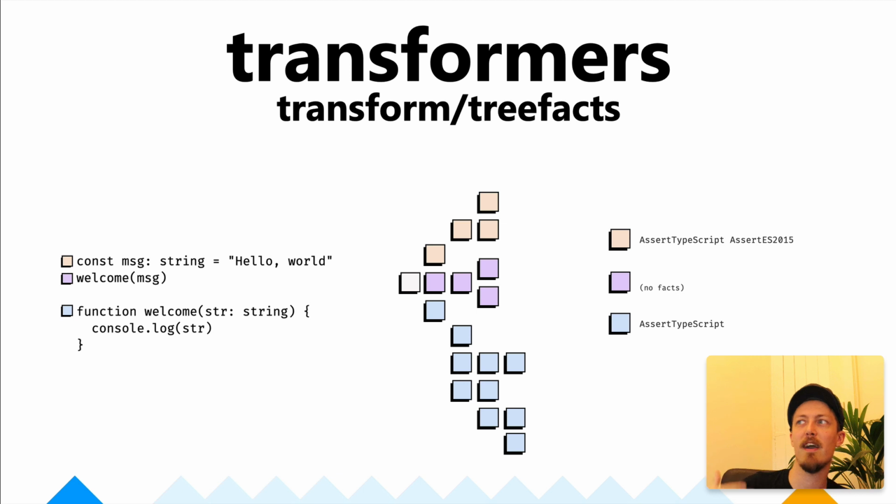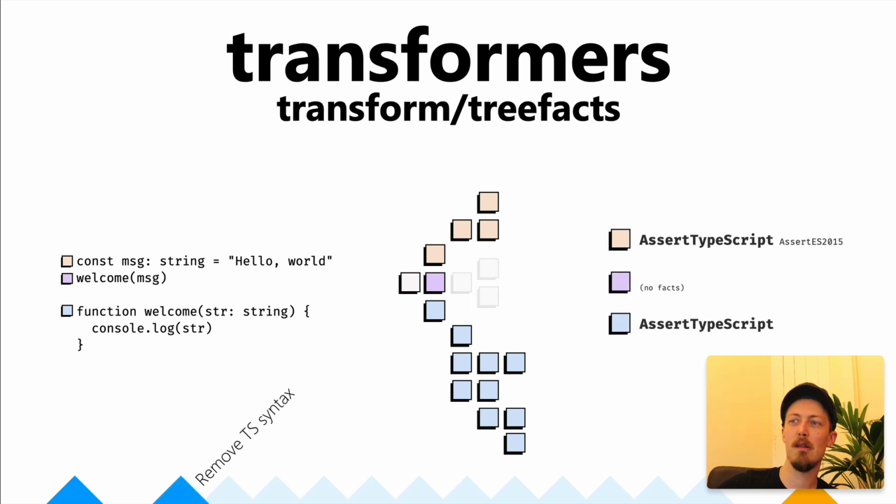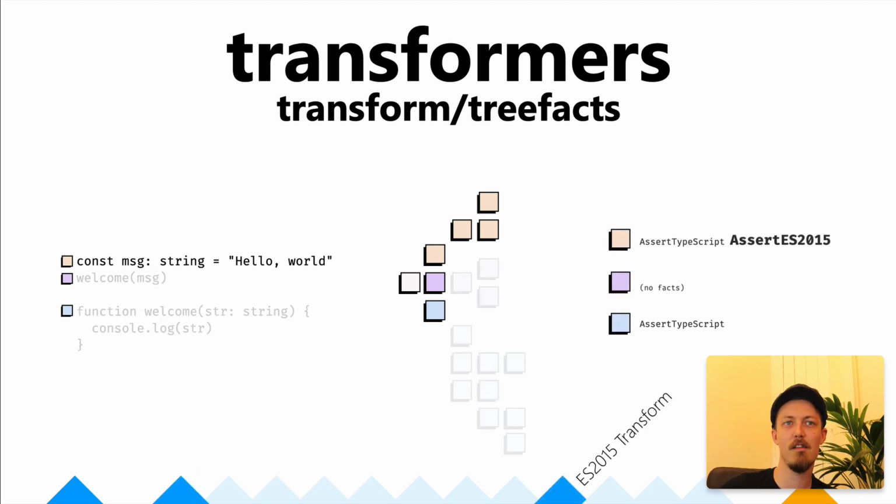And these tree facts are then used to reduce the amount of possible work necessary for individual transformers to do. So it's very rare that they actually do a full syntax tree dive. They just know which parts of the tree will actually need to be run.